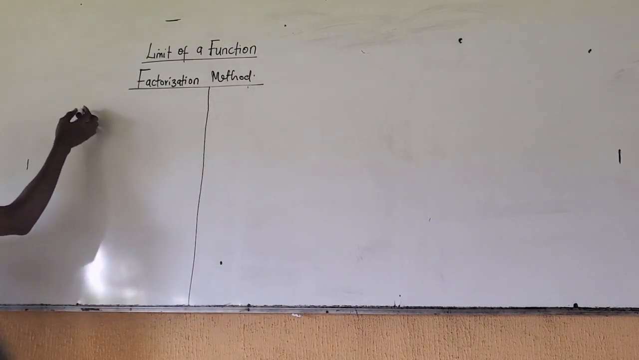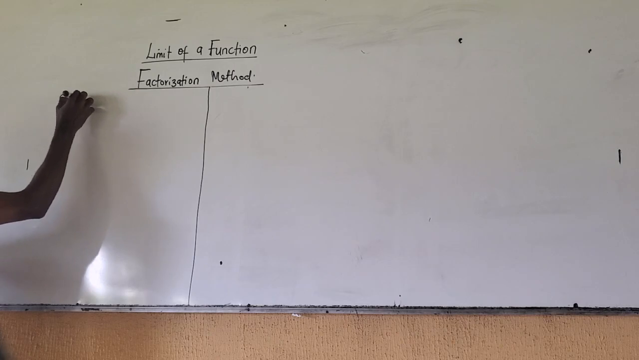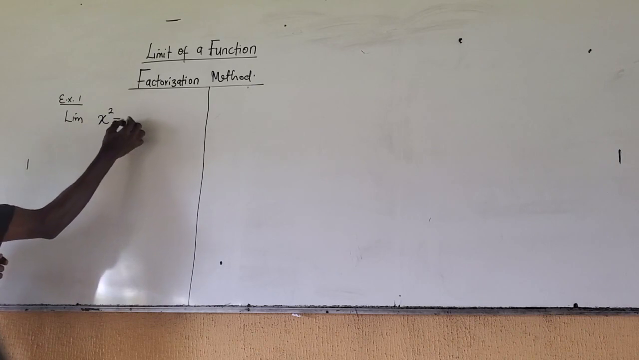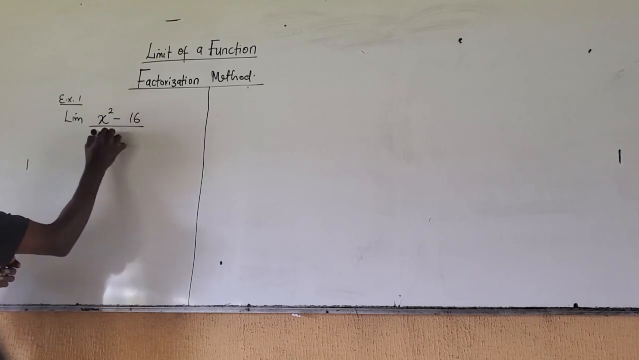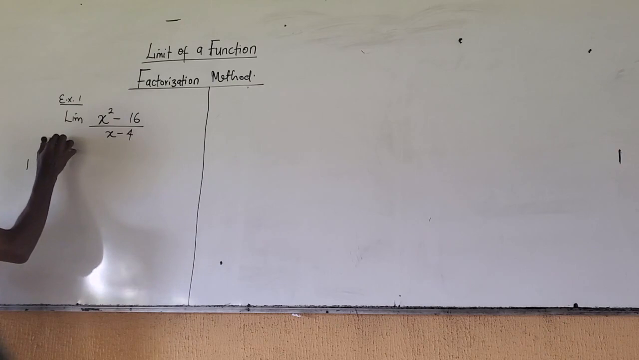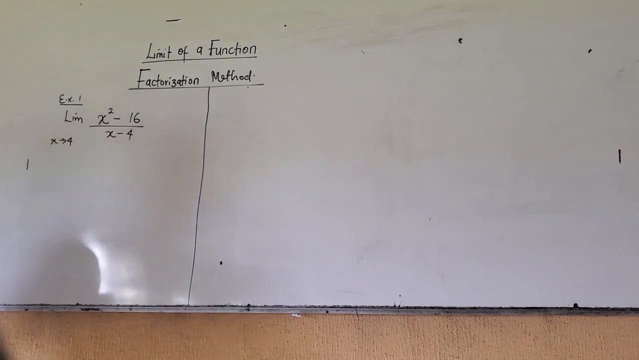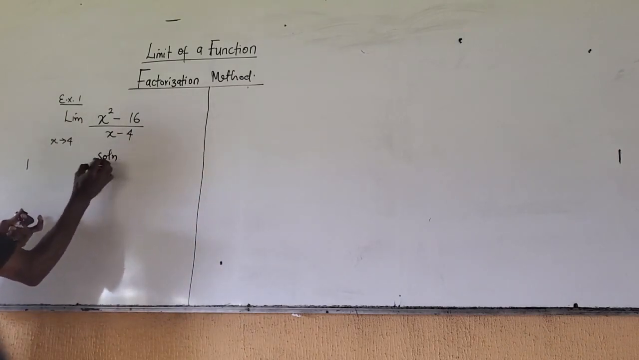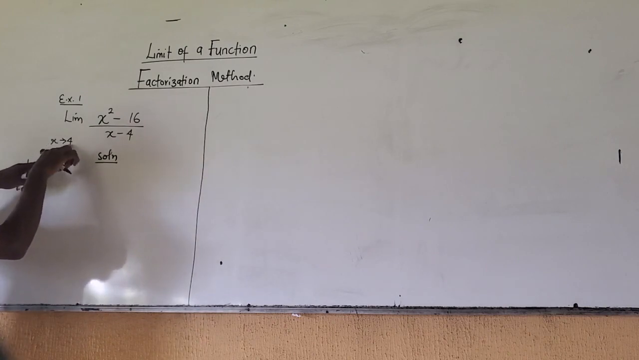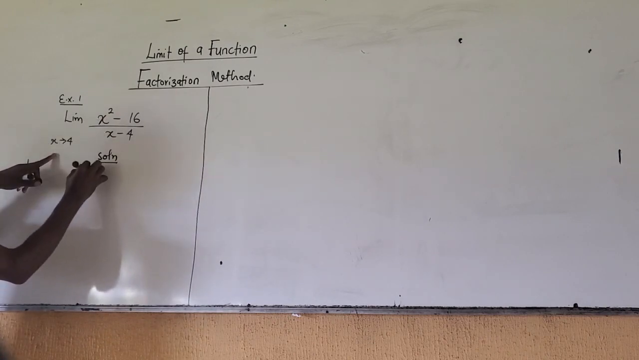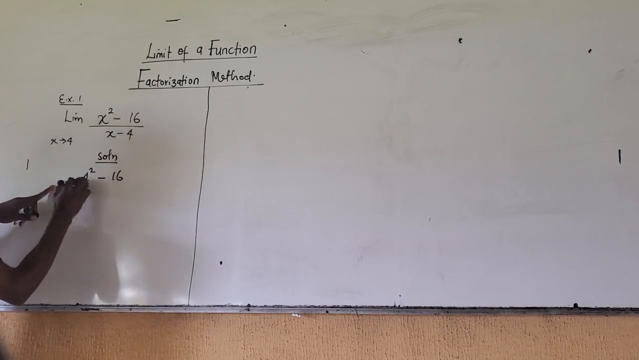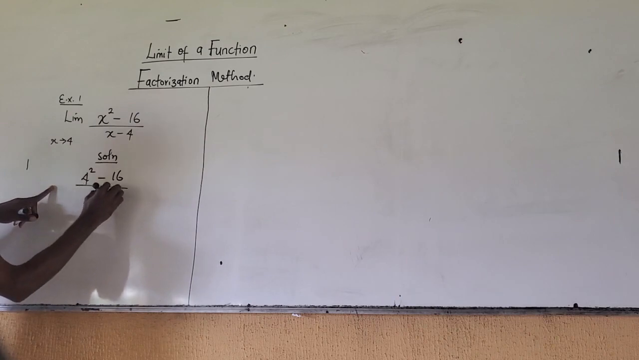All right. So having a question like this, let's say example 1, limit of x squared minus 16 all over x minus 4 as x tends to 4. Now you may want to try out a substitution method. Yes, you may want to try. Let's see. By substituting, if x is 4, this becomes what? 4 squared, x squared, and x is 4, minus 16 all over x in place of x, 4 minus 4.